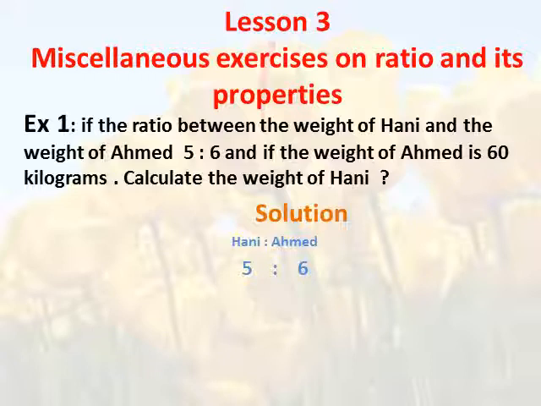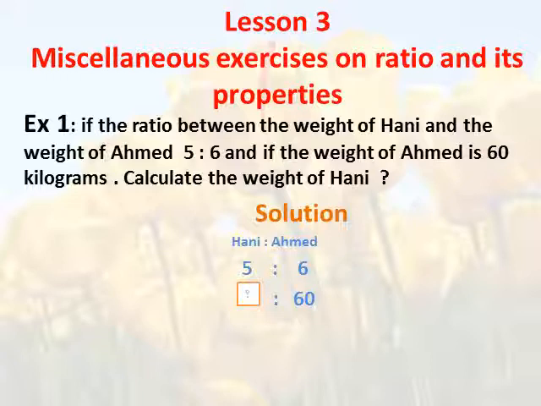Okay, we will put the real value of the weight of Ahmed under the term of Ahmed, the second term. We will put 60 under the term of Ahmed. So Hani to Ahmed, ratio 5 to 6, and the real value of Ahmed only. Okay, I know only the value of Ahmed, which equals 60 kilograms. So the other quantity is a question mark. I want to know it.